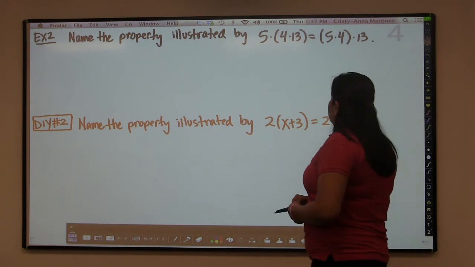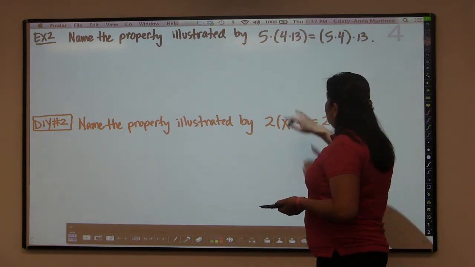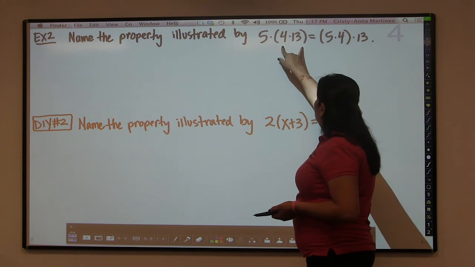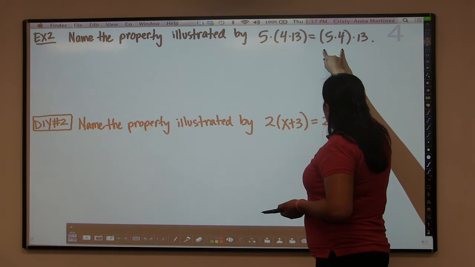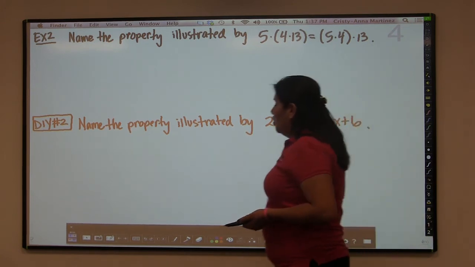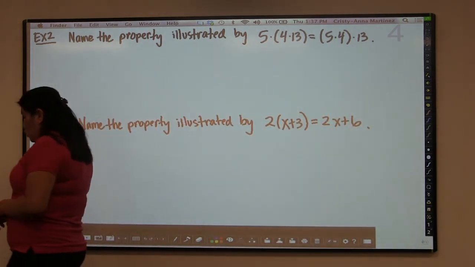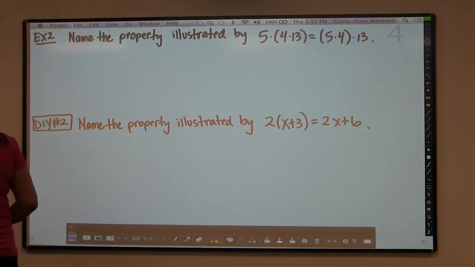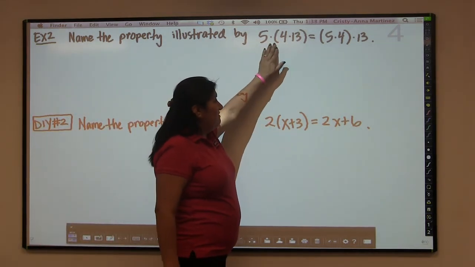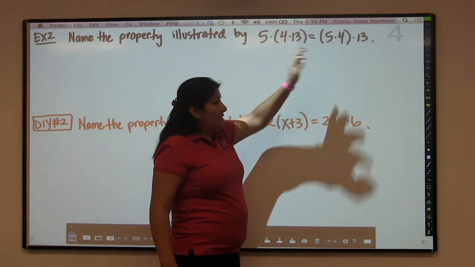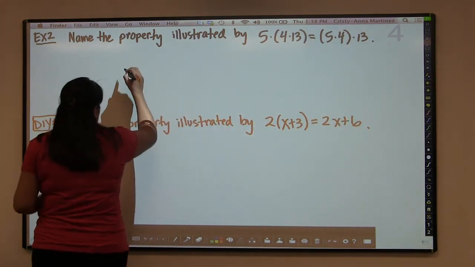So what you can see is that here we have the parentheses around the 4 times the 13. And here we have it around the 5 times the 4. So what property deals with grouping is the question you should be asking yourself right now. And we said before that that's the associative property. So you have that in your notes from earlier, is that it doesn't matter which ones you group. So if I multiply the 4 and the 13 first and then times by 5, it'll be the same thing as 5 times 4 first and then times 13. So we're going to put up here that it's the associative.